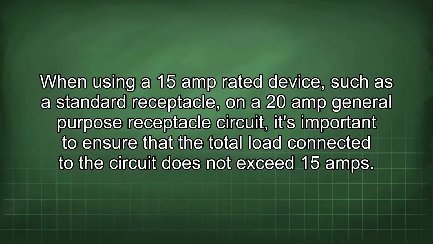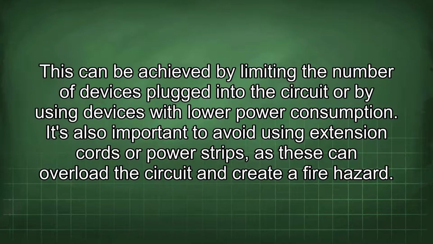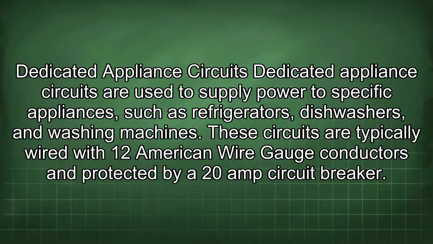When using a 15 amp rated device, such as a standard receptacle, on a 20 amp general purpose receptacle circuit, it's important to ensure that the total load connected to the circuit does not exceed 15 amps. This can be achieved by limiting the number of devices plugged into the circuit or by using devices with low power consumption. It's also important to avoid using extension cords or power strips, as these can overload the circuit and create a fire hazard.